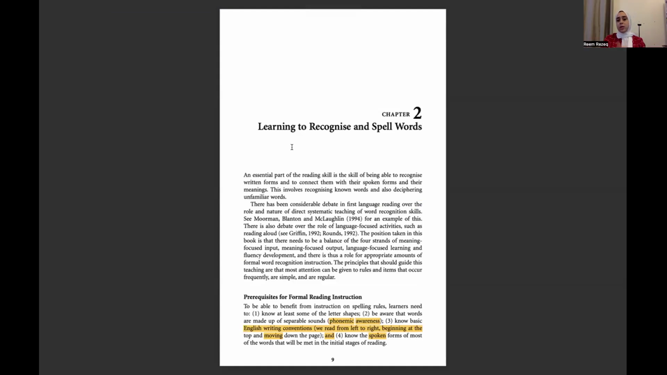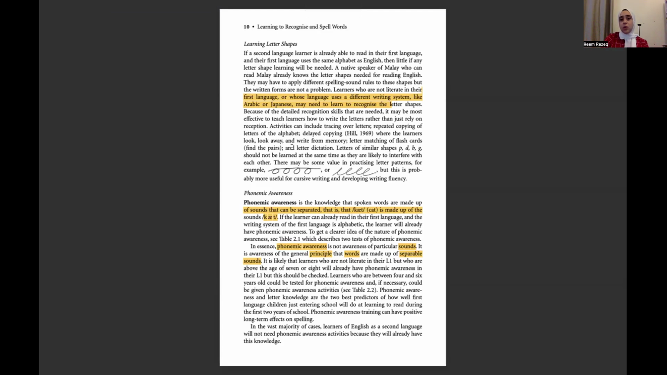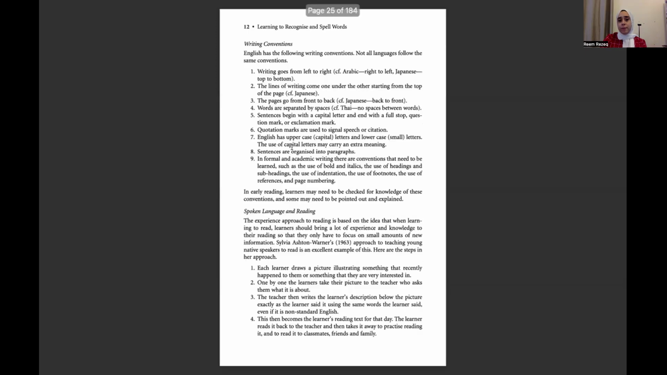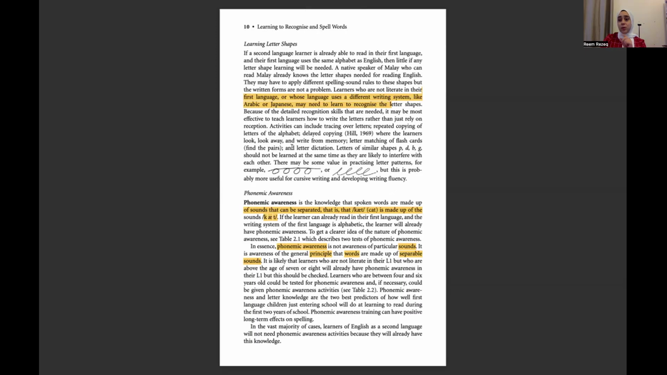So phonemic awareness, as we told before, is focusing on sounding the letters. Also, in writing comprehension, we start from left to right, and we focus on the spoken language that comes as a result of reading. We're also focusing on letter shaping, and sometimes we have similar letter shapes, so we have to be careful in recognizing these differences. Here we're taking an example of cat, in isolation. And we also talk about phonemic awareness.